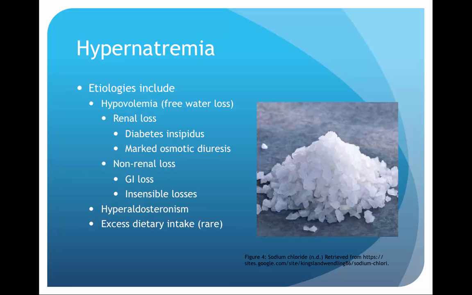If the diuresis is significant, leading to increased water deficits, then hypernatremia will occur. Osmotic diuresis occurs when there is an increased amount of non-reabsorbable or poorly reabsorbable solutes in the urinary system, leading to the excretion of water with those increased solutes. Non-renal loss can occur through GI loss, such as diarrhea, and increased insensible losses. Hyperaldosteronism can also lead to hypernatremia due to the increased retention of sodium. Excess dietary intake is rare but can also lead to hypernatremia.